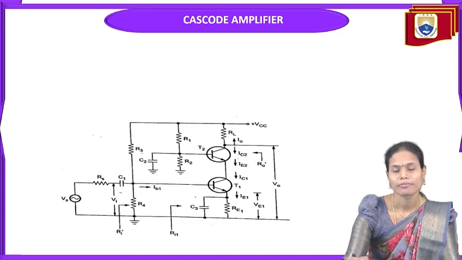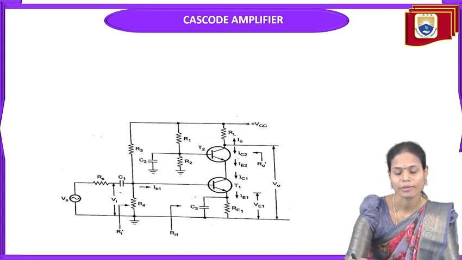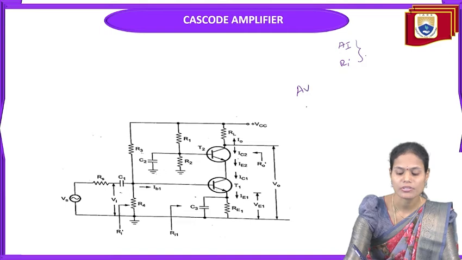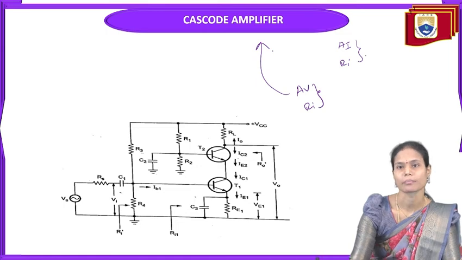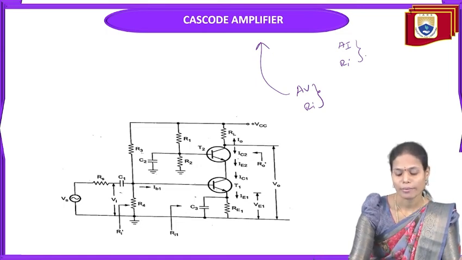So the next type of multi-stage amplifier is the Cascode Amplifier. In the case of Darlington Amplifier, we improve the current gain as well as input impedance of the circuit. And we can also improve the overall voltage gain as well as overall input impedance of the circuit by using this Cascode Amplifier. So in the Cascode Amplifier, we will use common emitter as well as common base configuration transistors here. If we interconnect the two transistors, we are able to improve the overall voltage gain as well as input impedance of the circuit.